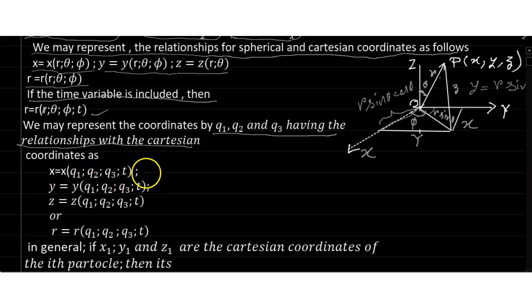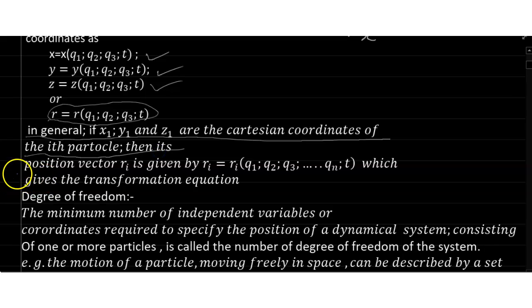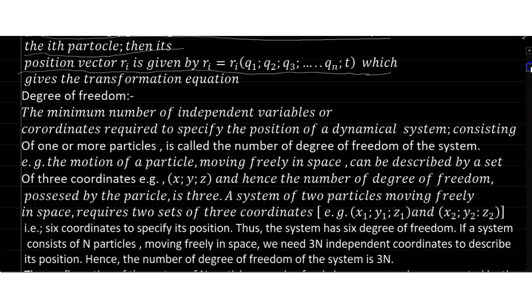x is equal to x of q1, q2, q3, comma t, and y is equal to y of q1, q2, q3, comma t, and z is equal to z of q1, q2, q3, and r equals r of q1, q2, q3, comma t. In general, if xi, yi, and zi are the Cartesian coordinates of the ith particle, then its position vector ri is given by ri equal to ri of q1, q2, q3, up to qn, comma t, which gives the transformation equation.